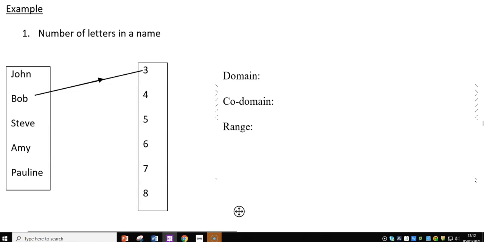So, the number of letters in the name. Bob has got 3 letters. John has got 4 letters. Steve has got 5 letters. Amy has got 3 letters. And Pauline has got 7 letters.